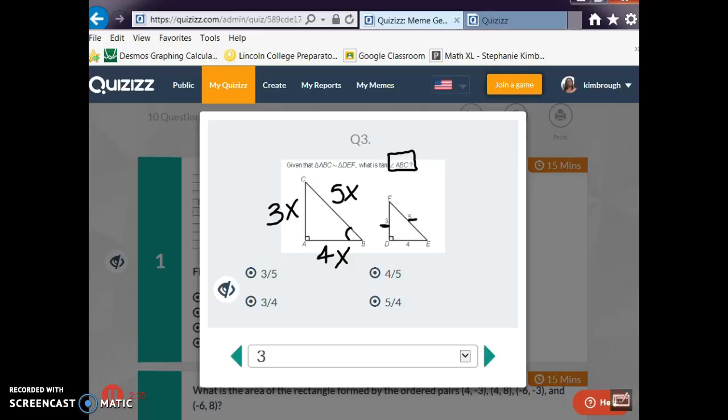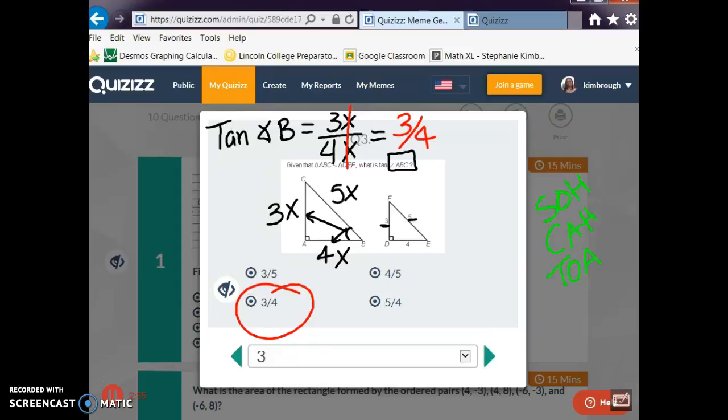So if I'm trying to find out the tangent of ABC, meaning angle B, what is defined as tangent? SOHCAHTOA. That would be opposite over adjacent. The opposite of B is 3x. The adjacent of angle B is 4x. If I was to simplify the 3x and the 4x, I would simplify that to 3 over 4. Great job, everyone.